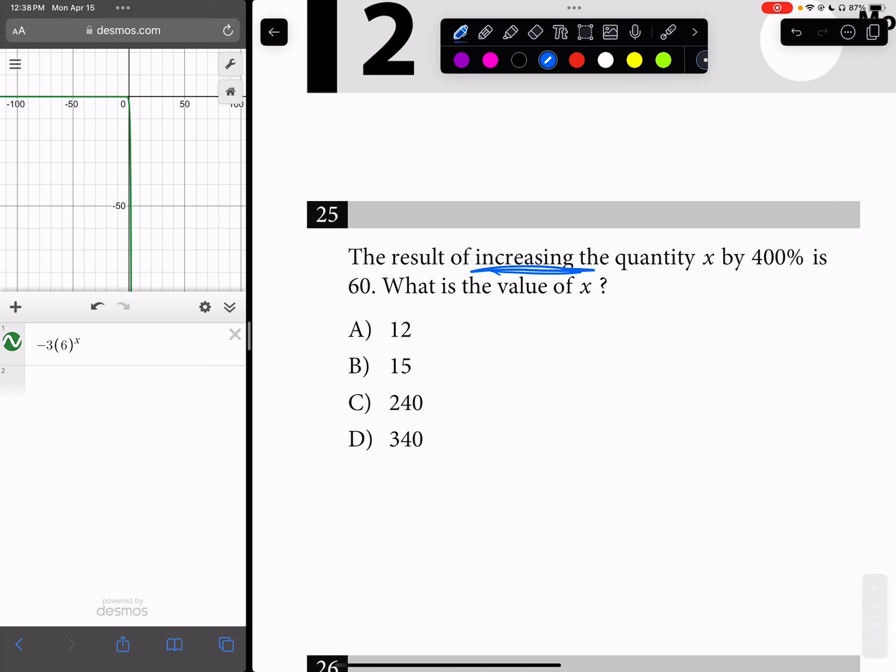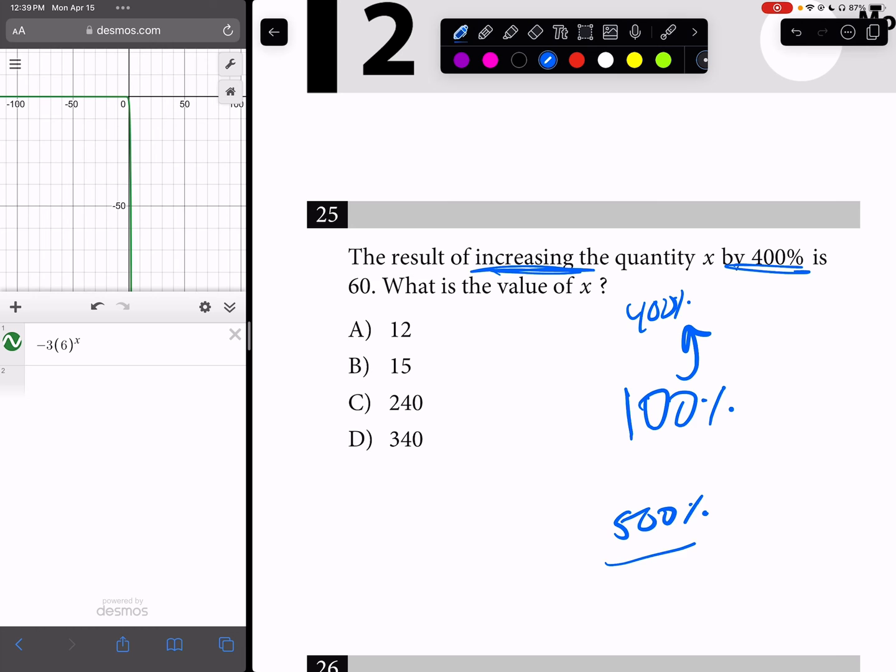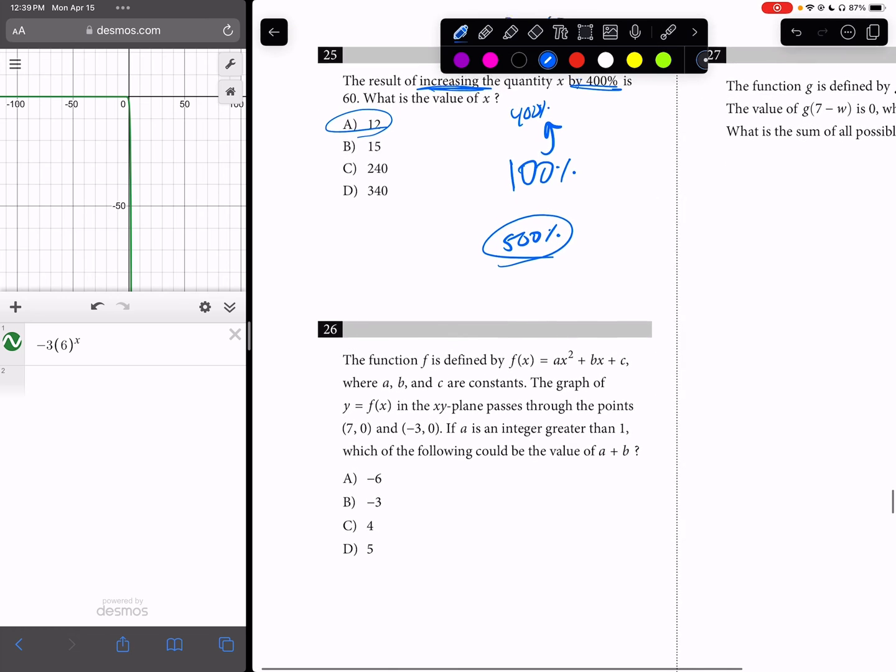The result of increasing a quantity by 400. Well, remember that everything starts at 100%. What's up 400% from 100%? 500%. So 500%. So really is 60. So something increased by something being 500%ed is 60. Then therefore the answer is A. Really, 12 times 5 equals 60. Cool.